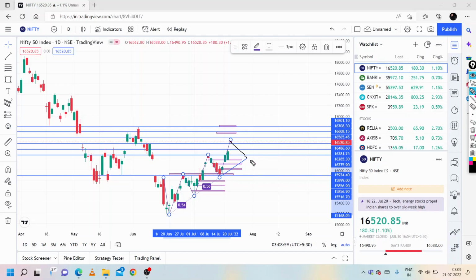From here we might see a bounce or we might see a continuation of the uptrend, but if it falls down, I am very much adamant that the market will come up to 16,200.